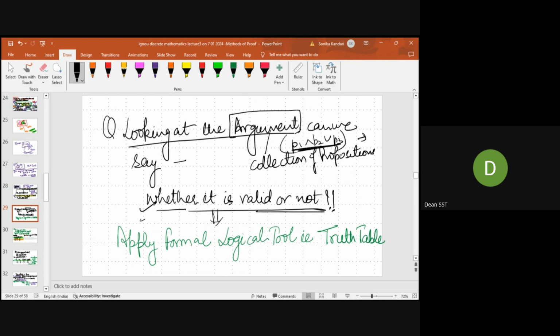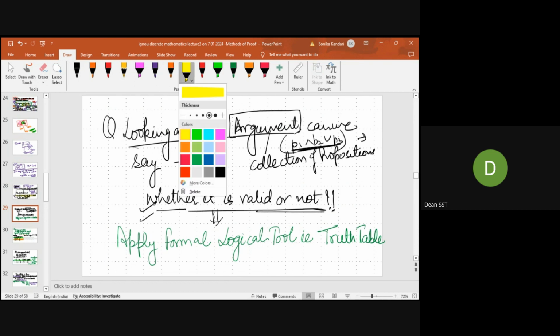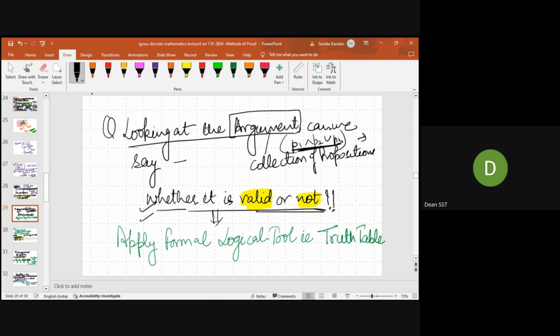How can you find it? Now you are having one new term, valid or not, and I am using this term for an argument. You have to find whether any given argument is valid or not.